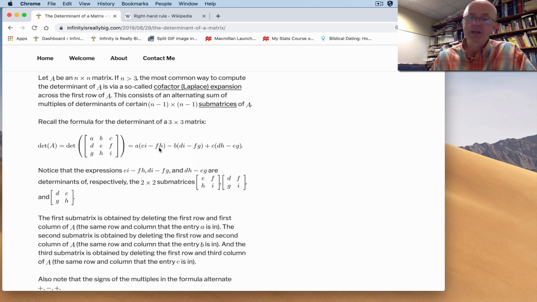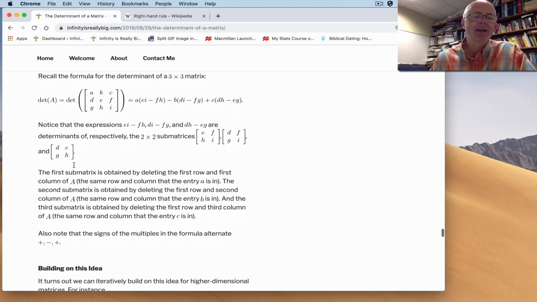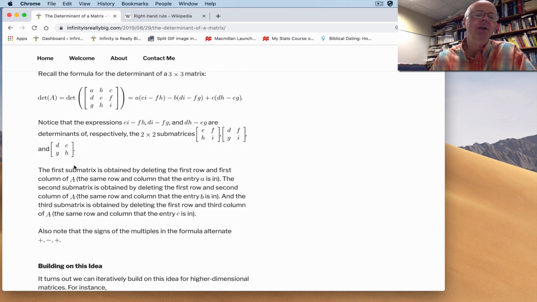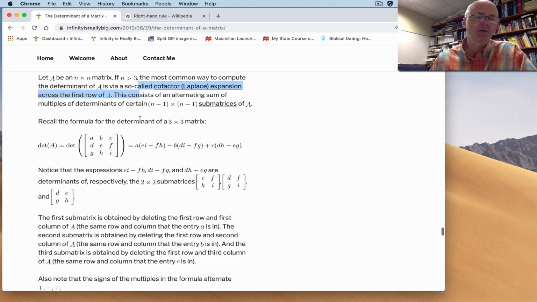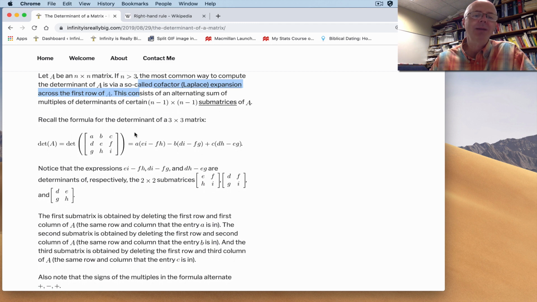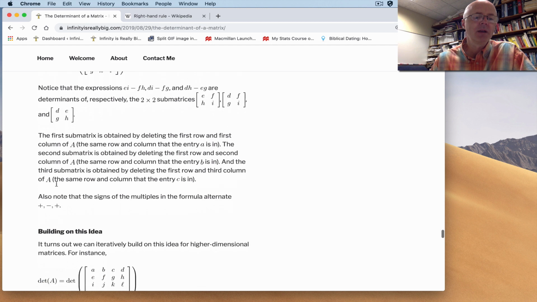Those expressions are determinants of those submatrices, where you use coefficients of those determinants A, B, C, alternating in sign, plus, minus, plus. Okay, that kind of pattern carries over to higher dimensions, and it's called again, the cofactor or Laplace expansion across the first row. I'm using the first row A, B, and C as the coefficients with this plus, minus, plus as well.